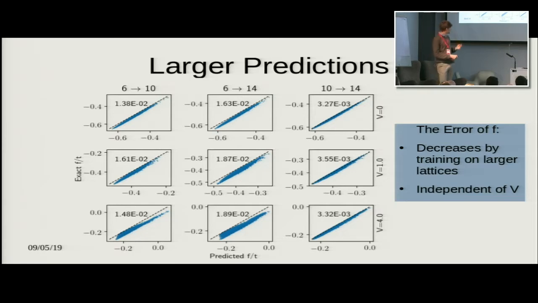So I think there are 2 takeaways from this. Firstly, training on larger sites increases the accuracy. If you look at training on 6, predicting on 14 sites compared to training on 10, predicting on 14 sites, there's an order of magnitude difference. And then as well, the error seems to be independent of V.